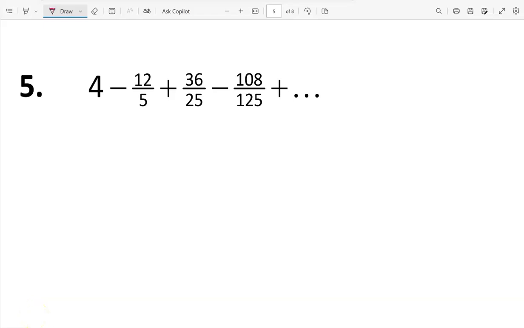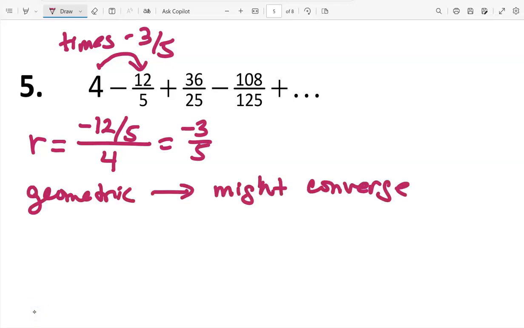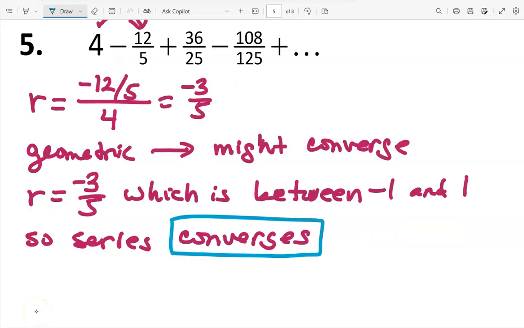Number 5 is a geometric series, since any term can be found by multiplying the previous term by negative 3/5. The ratio can be found by dividing any term by its previous term, so the second term, negative 12/5, divided by the first term, 4, is equal to negative 3/5, the common ratio. Since the series is geometric, it might converge, and since the value of r we found, negative 3/5, is a number that's between negative 1 and 1, the series converges.